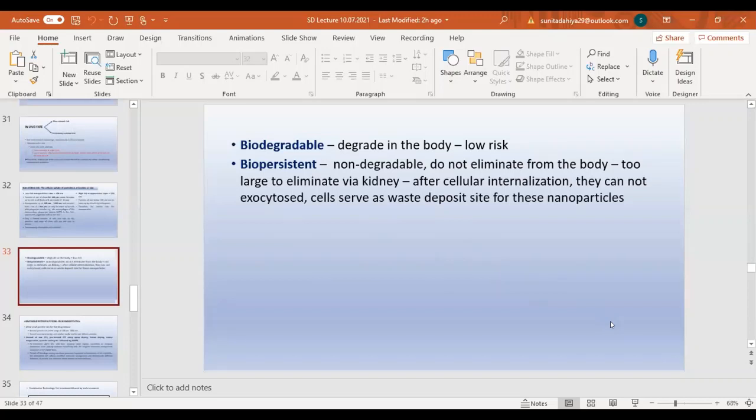And that's why once they enter the cells, internalization is easy because they are smaller in size. So they can easily be taken up by the cells. But it is hard for the particles to come out of those cells. In that case, the biological cells in which these particles reside will serve as a waste deposit site for this nanoparticle. And depending on the material, for some metal nanoparticles, it is especially more toxic.